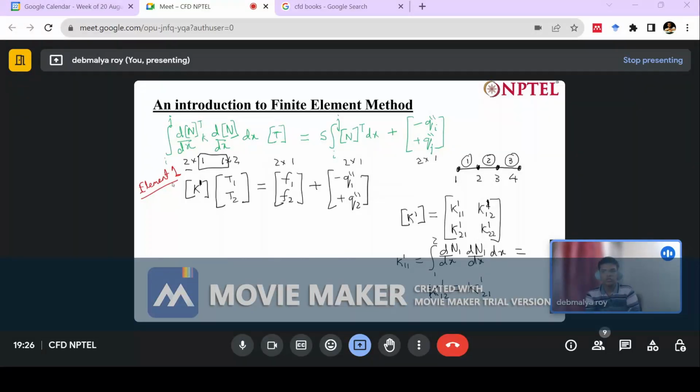Now, similarly, we have found out element 1, we can find out element 2, and we can find out element 3's equation as well. Now, when we are assembling it, what we have to do is solve the whole system together. The reason being that we actually do not know this boundary condition. We might know Q1 double dash, but we definitely do not know Q2 double dash. So that's why we will try to assemble this.